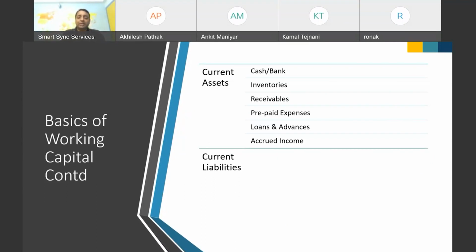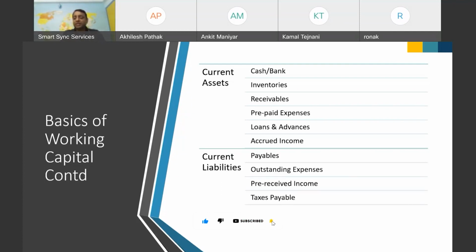And what do you mean by current liabilities? Payables, outstanding expenses, pre-received income, tax payable, dividend payable, and short-term loans. Again, in short, current liabilities are those liabilities where you have been given a temporary period to hold some other people's money, which you have to pay out, right? So in case of current assets, you are expected to get cash out of it. And in current liabilities, you are expected to pay cash out, right?